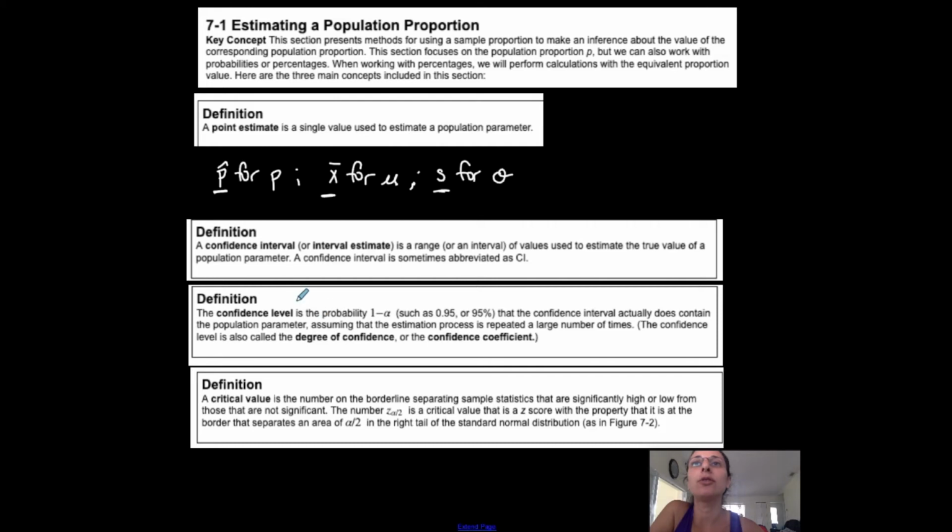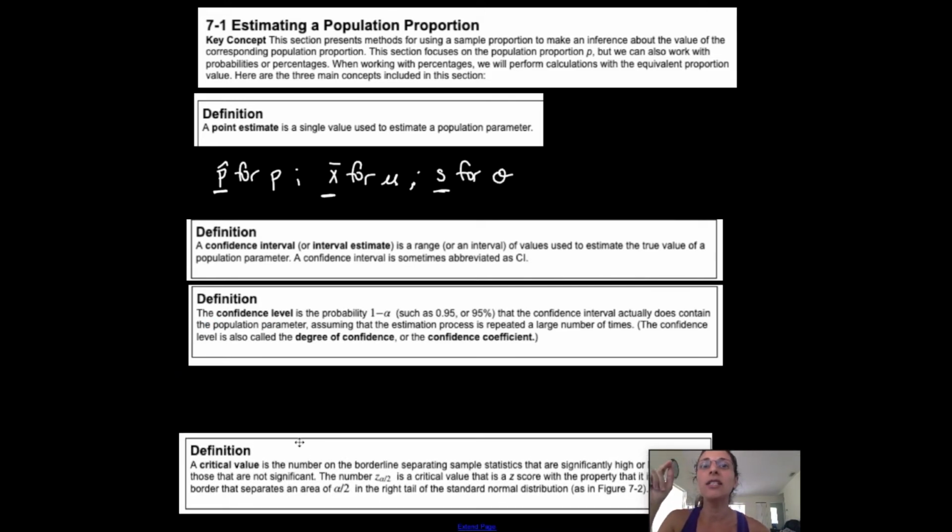A confidence level is the probability 1 minus alpha, we saw alpha before, we're seeing it again, that the confidence interval actually does contain the population parameter, assuming that the estimation process is repeated a large number of times. This is also called a degree of confidence or a confidence coefficient. How confident am I in that interval of numbers that contain the potential true value of the population parameter?